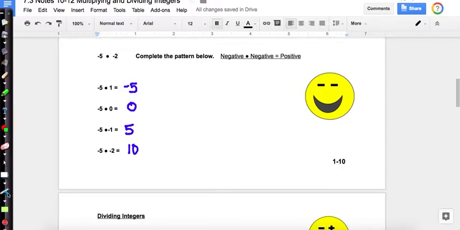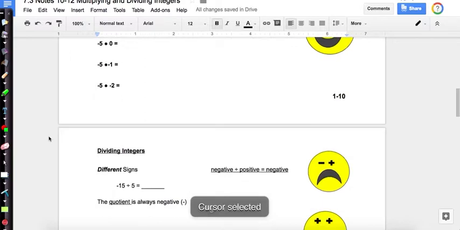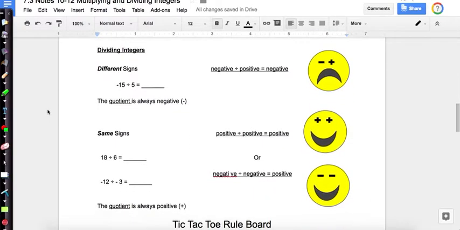Okay, now we're going to look at division. So we have different signs here, and notice the rules for division are going to be exactly the same because division is the opposite of multiplication. So the same rules will apply. So we have a negative divided by a positive, so I know my answer is going to be negative. And what's 15 divided by 5? 3. So the answer is negative 3.